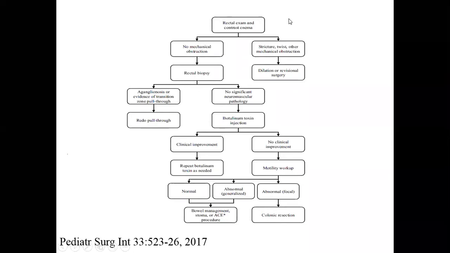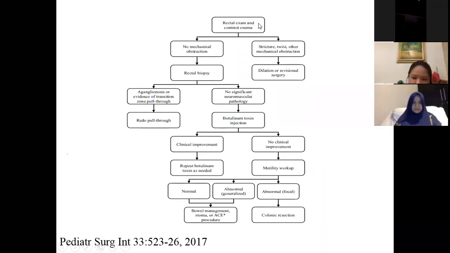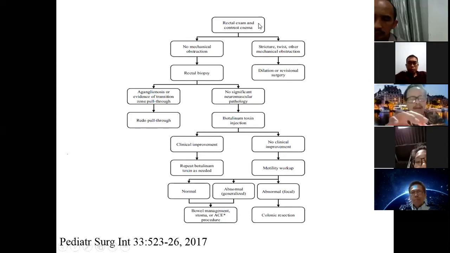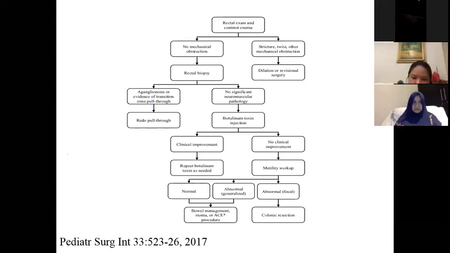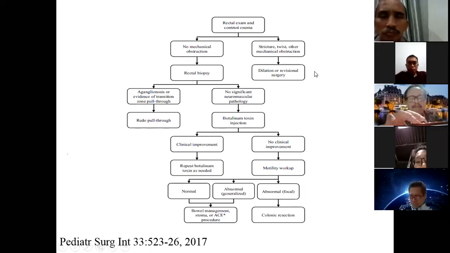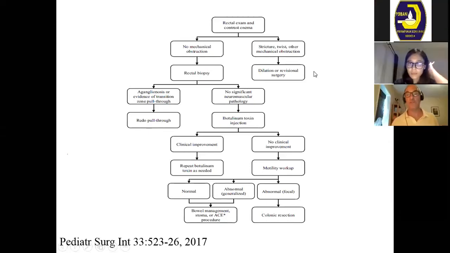The first thing I do is a rectal exam and a contrast enema to rule out a mechanical obstruction like a stricture or a twist or something like that. If there is a stricture, twist, or some other mechanical obstruction, then that needs to be dealt with either with dilatation or with a redo operation.